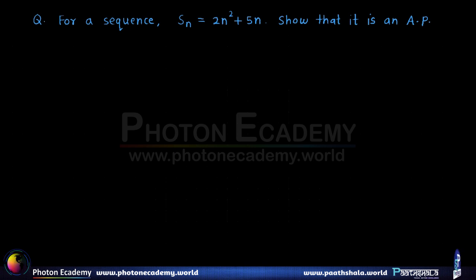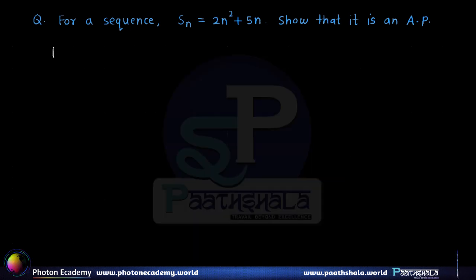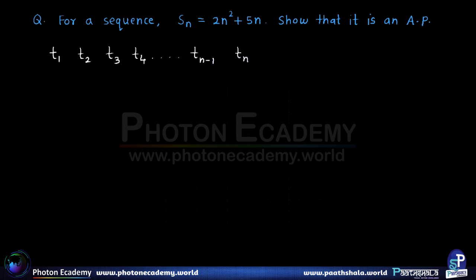Alright. Now how do we make use of the given data? That is, we are given the formula for the sum of n terms in terms of n. Right. So here if we consider, say for example, the terms in general, that is t1, t2, t3, t4 and so on, we will have tn minus 1 and tn. Okay. So we have n terms. So the sum of the first n terms is Sn, as shown here.